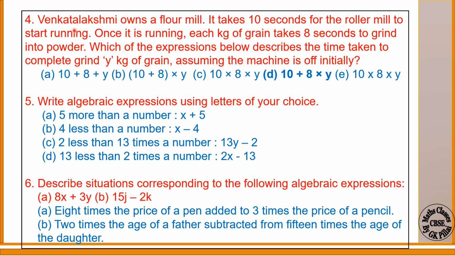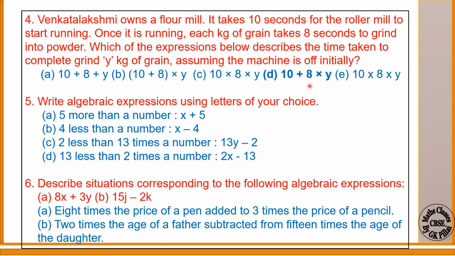The next one, Venkata Lakshmi owns a flour mill. It takes 10 seconds for the roller mill to start running. Once it is running, each kilogram of grain takes 8 seconds to grind into powder. Which of the following expressions below describes the time taken to completely grind Y kg of grain, assuming the machine is off initially? So the correct answer is this one, 10 plus 8 into Y.